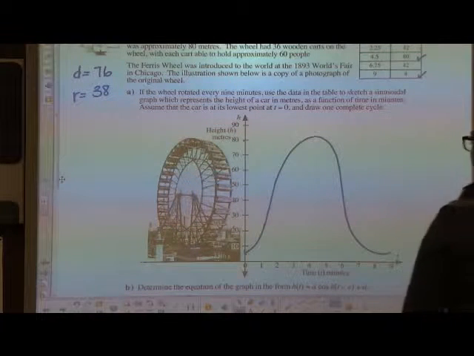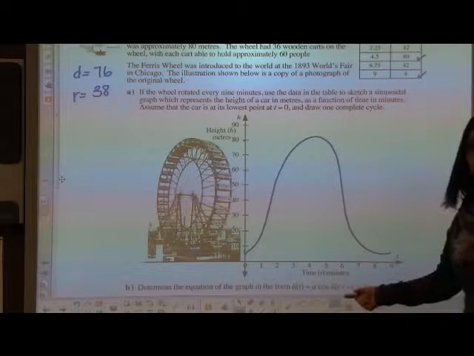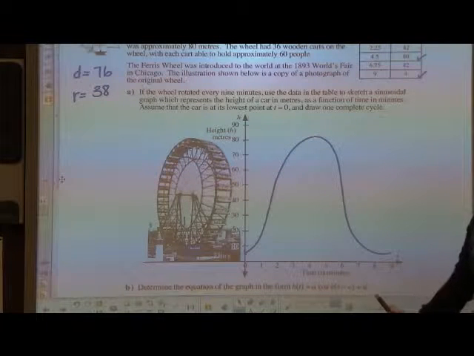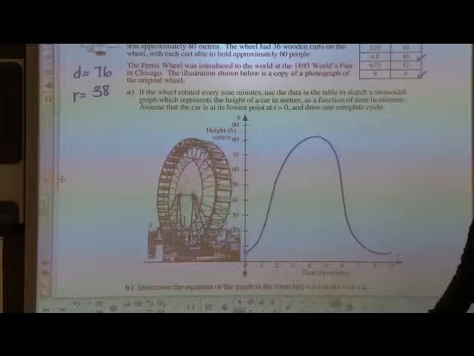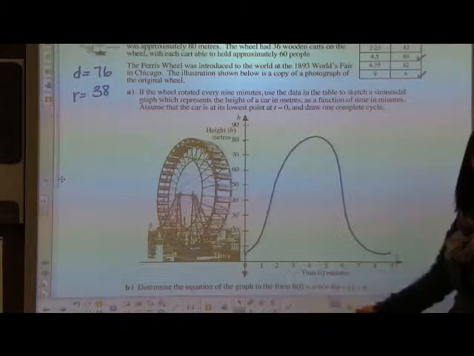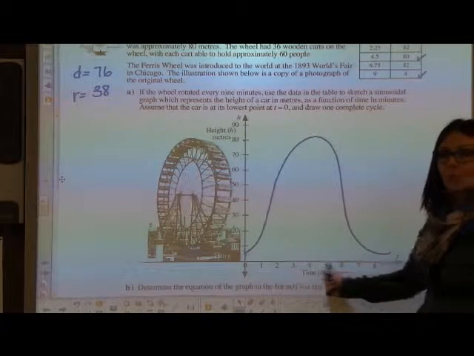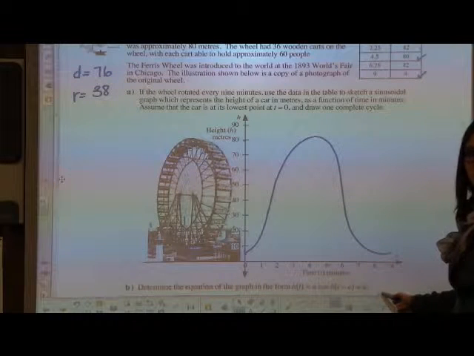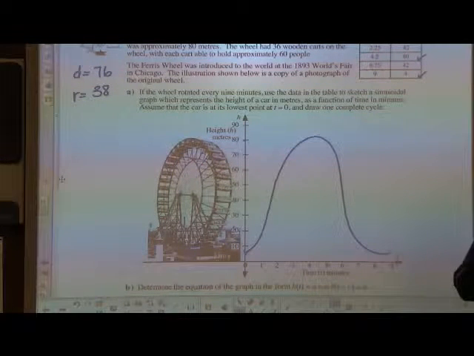Now what we're asked to do is determine the equation of the graph, in what form this time? Cos. And cos is going to impact which variable? Compared to a sine graph, which one of these will be the one that I have to watch for the most? C, the horizontal phase shift, because I'm dealing with cos. Okay?